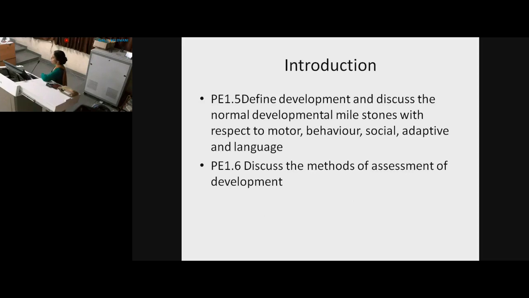So what I want you to know by the end of this lecture is what is development, right? It's not the same as growth, right? And what are the normal milestones? So here we're not going to discuss abnormal milestones, but before you know what is abnormal, you have to know what is normal. What do you expect a normal child to do, right? And how will you assess development?